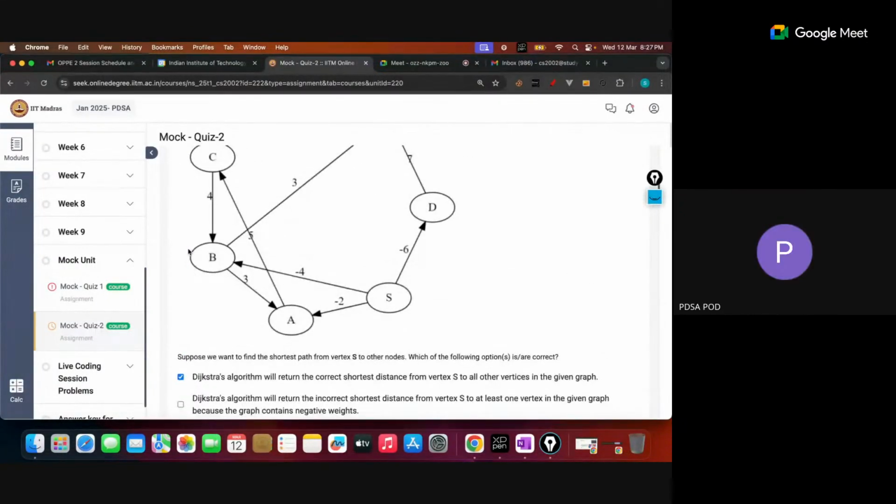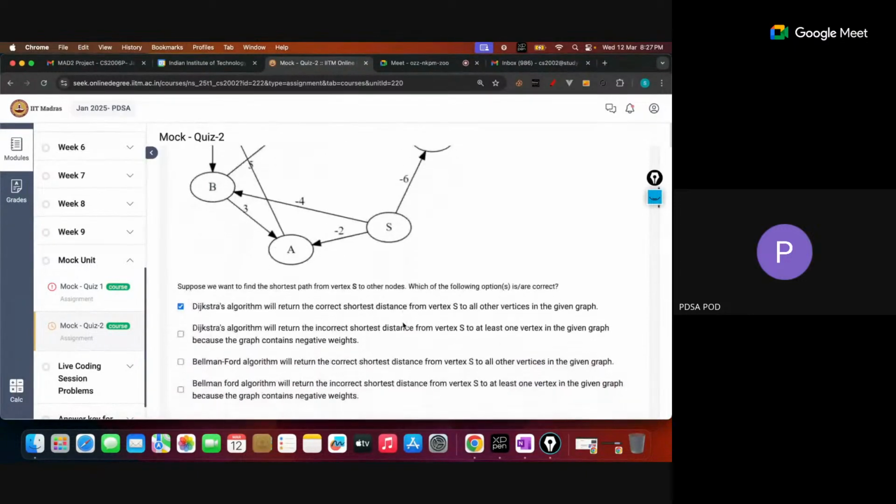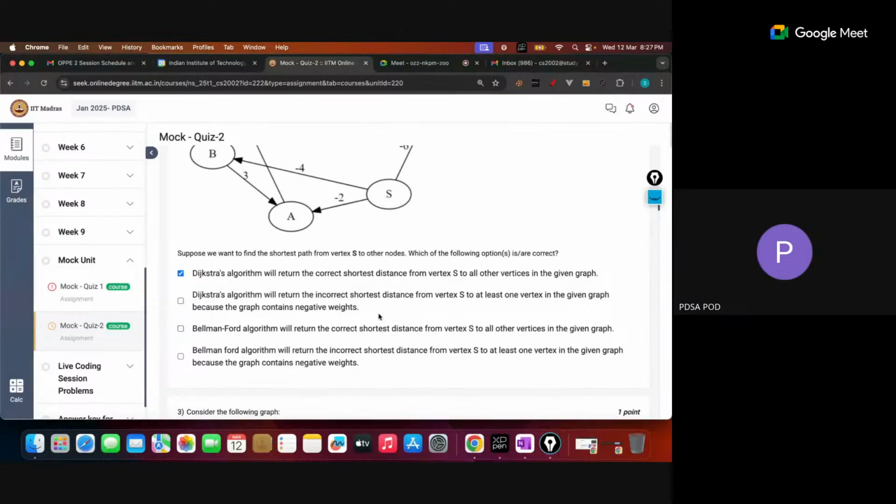Now they have already given a graph. In the context of this graph, with S as the source, it works because no negative cycle exists. It is straightforward: S to A is there, but A to S is not there. We are safe. Now the next statement: Dijkstra's algorithm will return an incorrect shortest path from source S to at least one vertex because it contains negative weights.